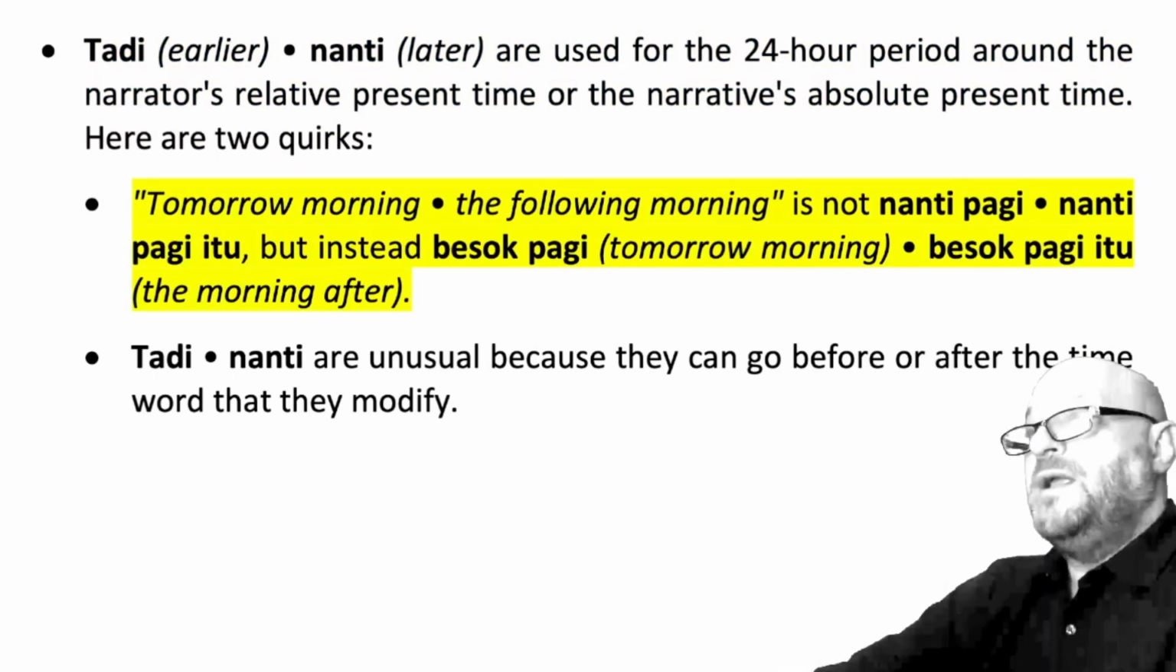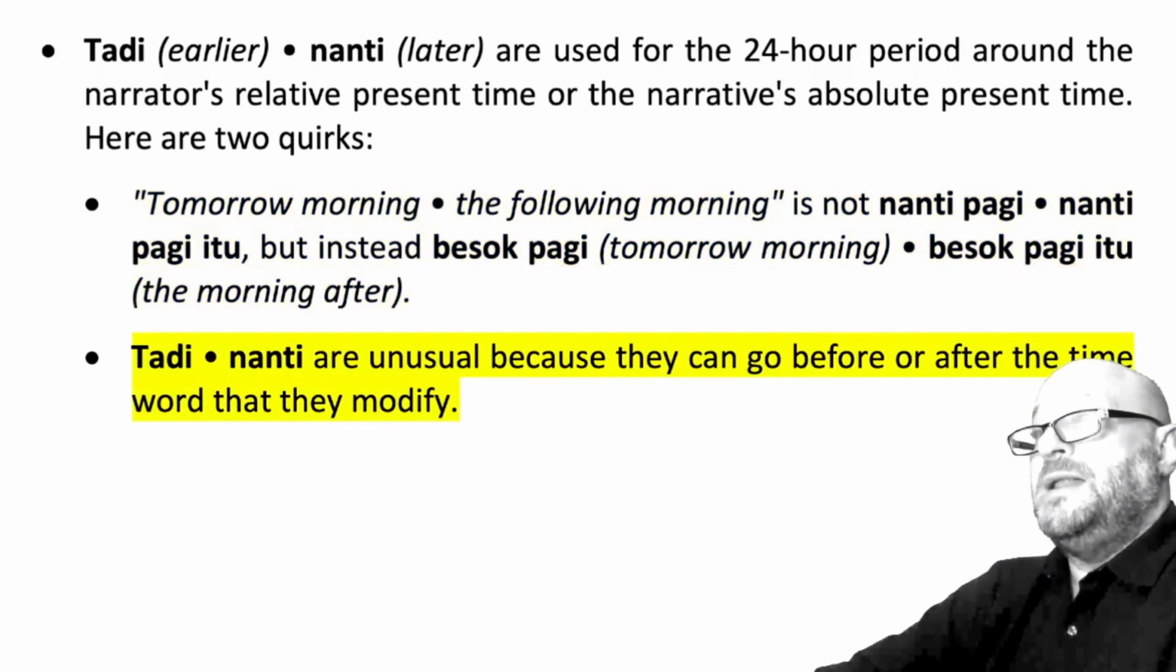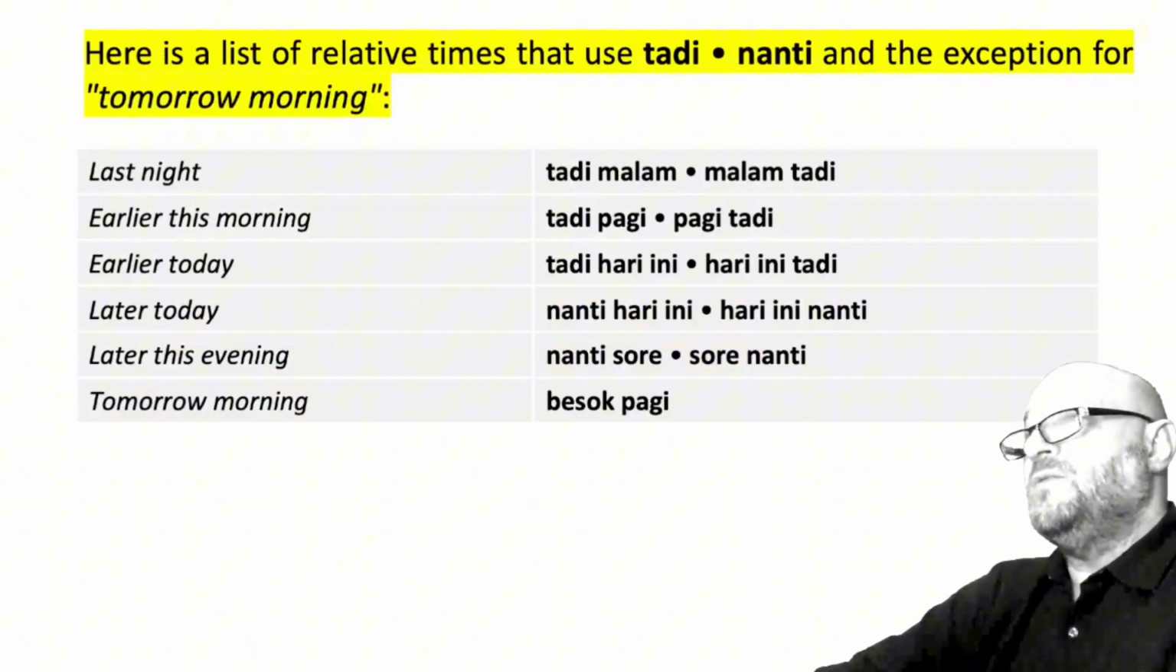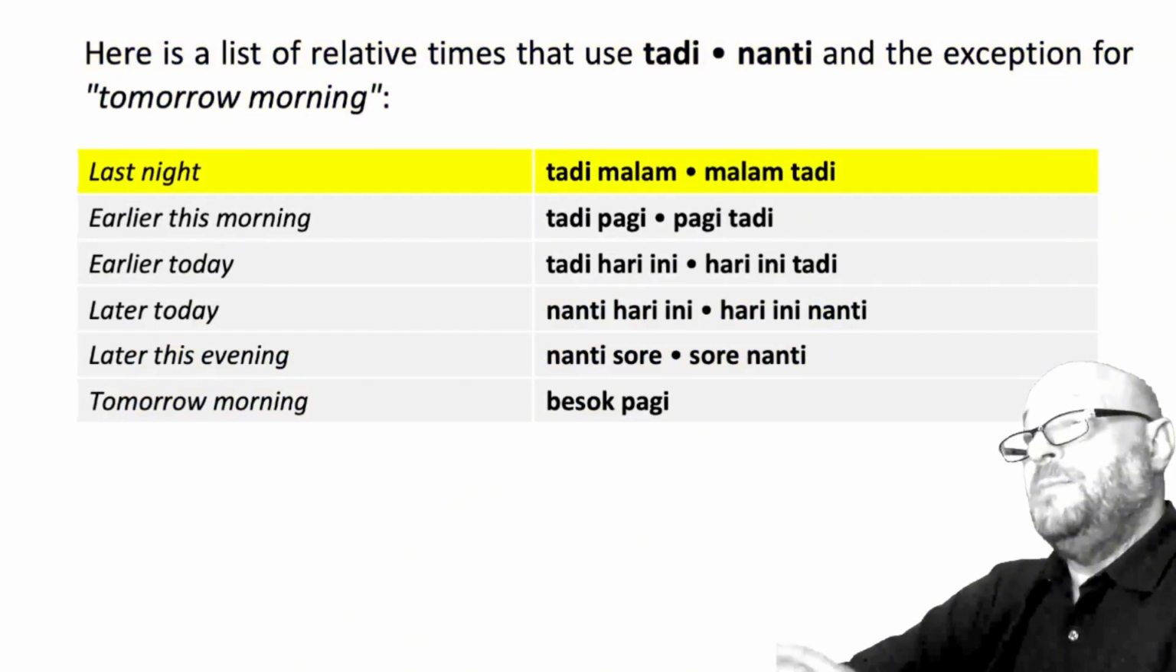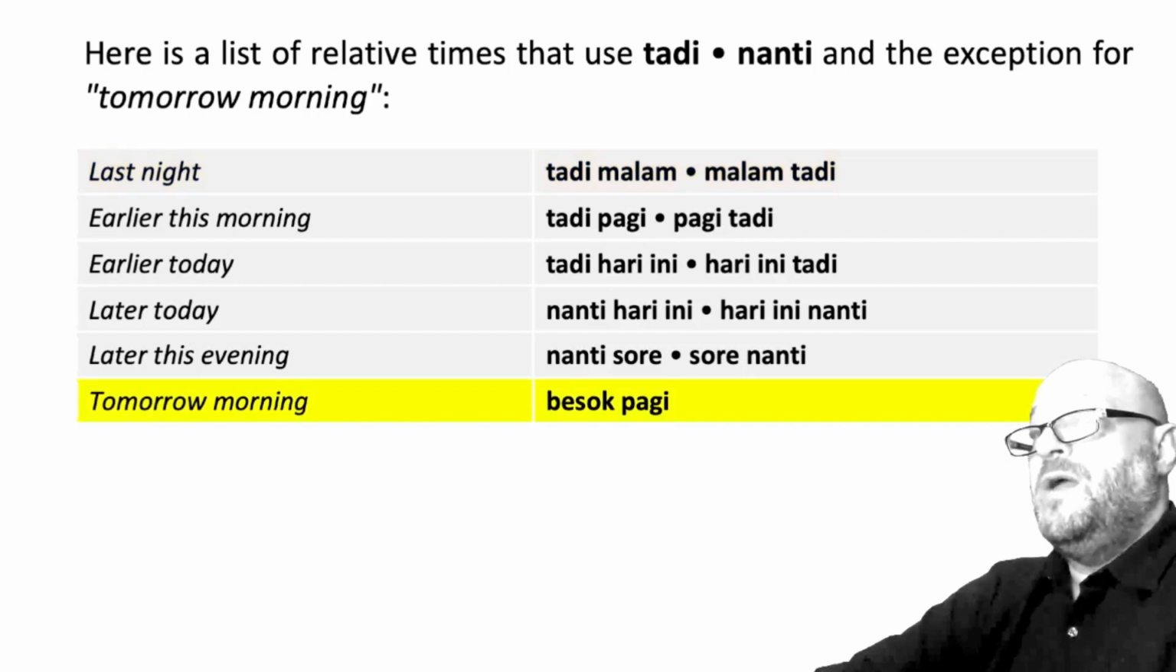Tomorrow morning, the following morning, is not nanti pagi itu, but instead besok pagi, tomorrow morning, or besok pagi itu, the morning after. Tadi, nanti are unusual because they can go before or after the time word that they modify. Here's a list of relative times that use tadi, nanti, and the exception for tomorrow morning. Last night is tadi malam, or malam tadi. Tadi can go before or after. And then tomorrow morning is besok pagi.